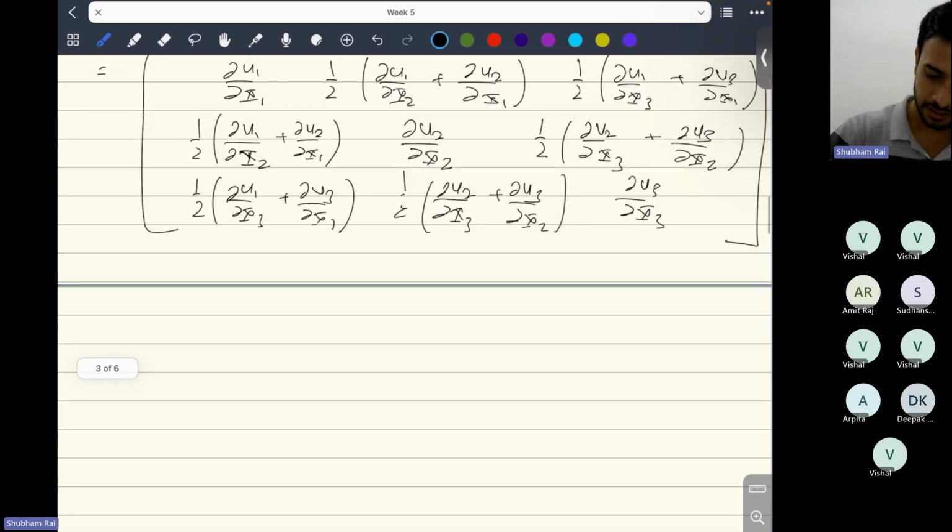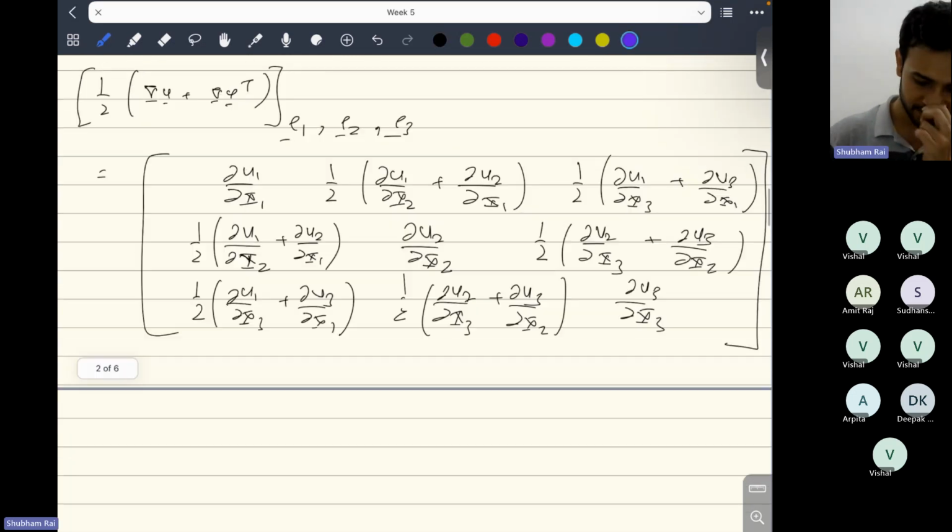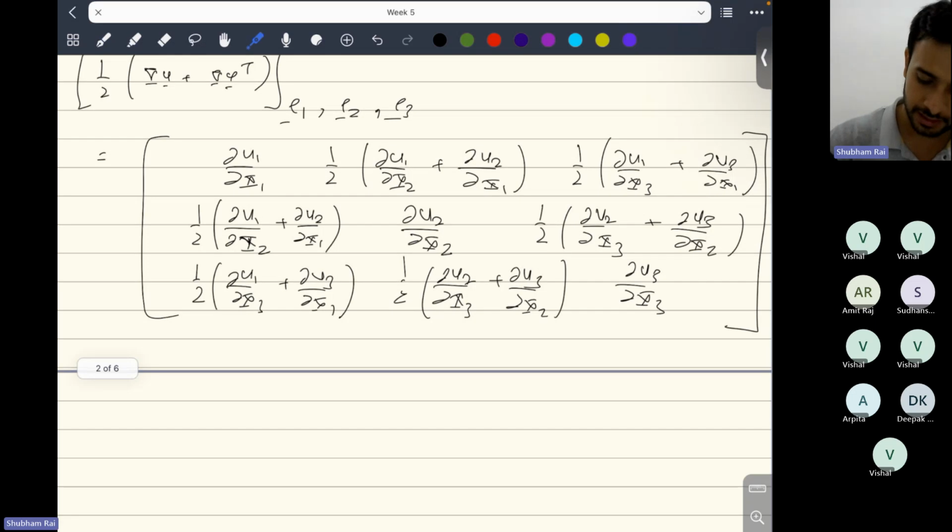Okay. There are some observations related to the strain tensor. Here the diagonal elements are representing the longitudinal strains and off diagonal elements are representing half of shear strain, because shear strain will be double of this. So we can just write it here.